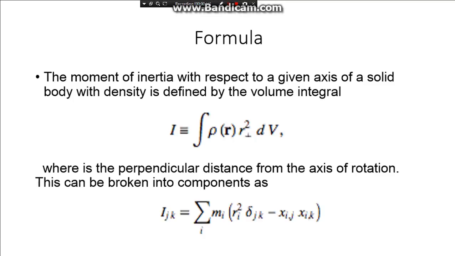With respect to a solid body with density rho, the moment of inertia is defined by the volume integral, which is given as the integral of rho of r times r squared times dV, where r squared is the perpendicular distance from the axis of rotation. This of course can be broken into components as shown in the formula. The formula specifies the moment of inertia along the jk axis, and we can similarly calculate for other axes as well.